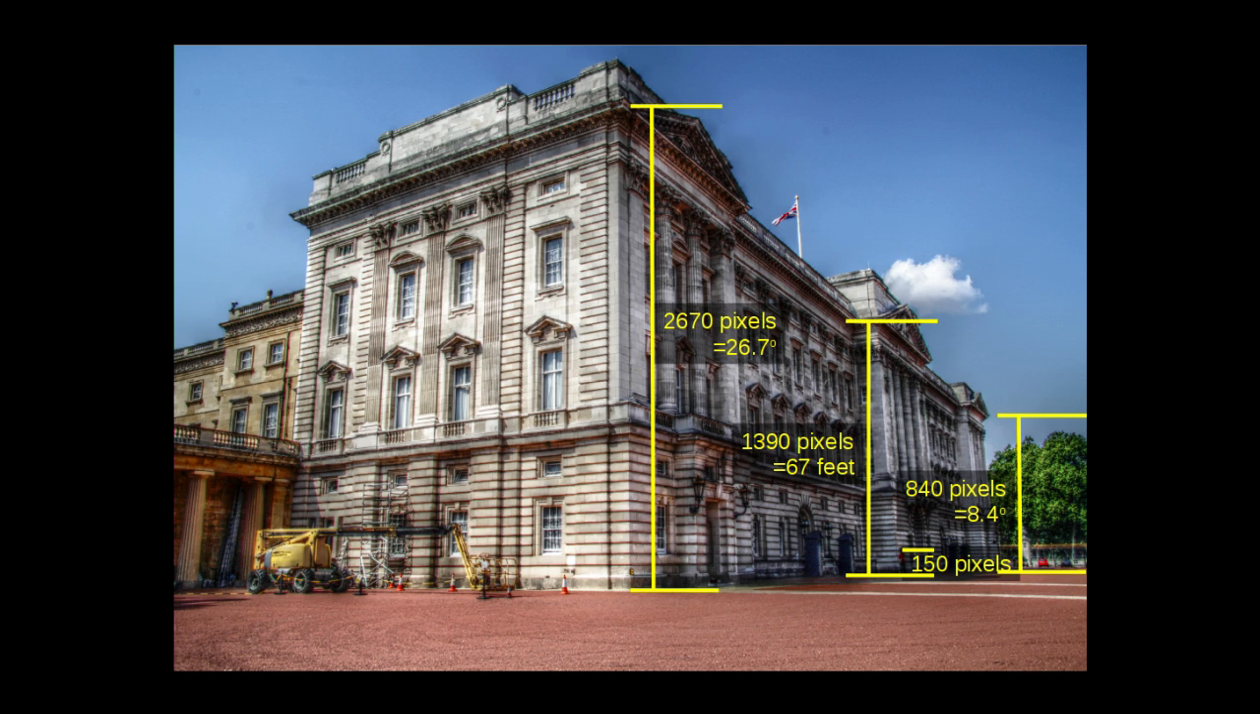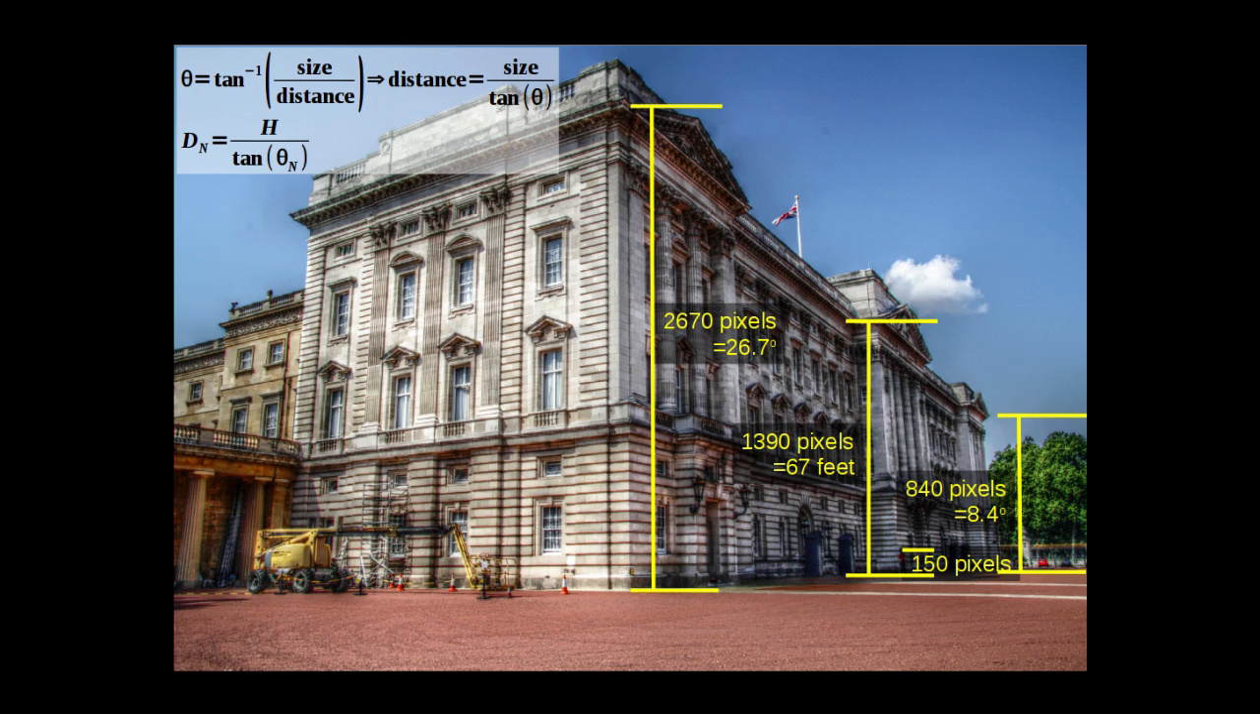So putting this all together, since the angle that an object fills is the inverse tangent of its size over its distance, we can rearrange this and say the distance is the size divided by the tangent of the angle. Using this, we can say the distance to the nearest corner, d sub n, is the height of the building h divided by the tangent of the angle, theta sub n. Similarly, the distance to the far corner, d sub f, is h over tan theta sub f, and the width is just the difference of the two.